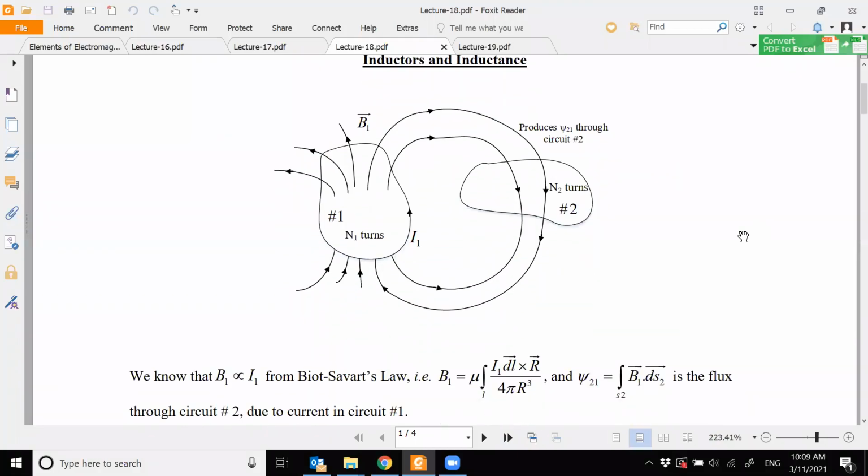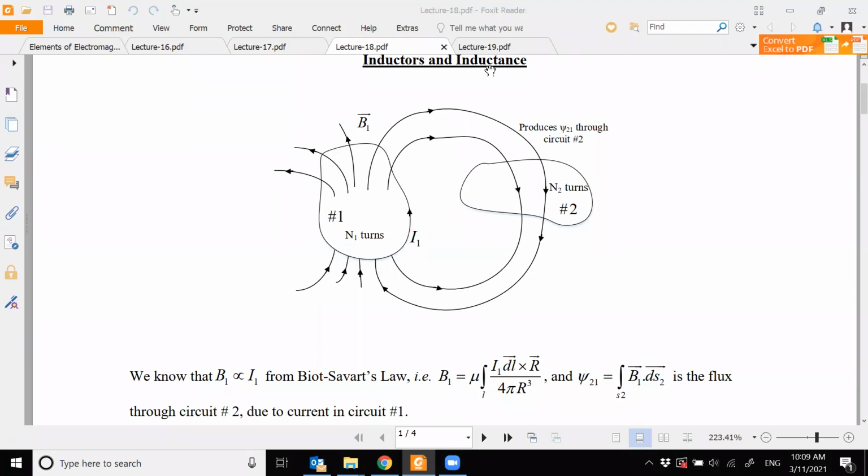So we are starting with a simple argument, and it is saying that we have two loops. This is one loop which is carrying current I1. This is another loop which is in close vicinity of the first loop, which is carrying current I2. Then this current I1, which is passing in this loop, will create a magnetic flux density. Agree? It will create a magnetic flux density because it is carrying a current and it is in the loop.